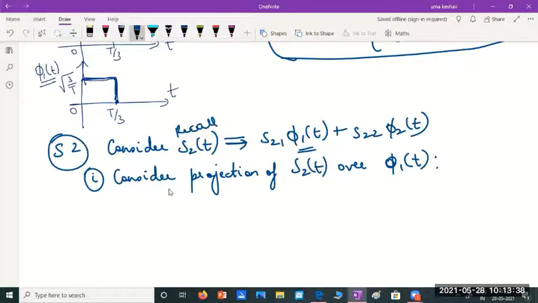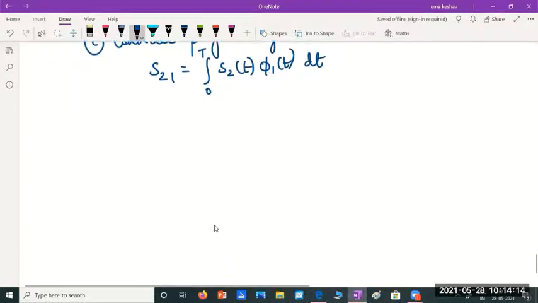What would it be? How do I define S21? Remember, all this you have to recall. If you do it in one or two problems, it's easier for you to recall. S21 is defined as the integral of S2 into phi1 of t dt. This is how we define the projection of S2 over phi1. It is nothing but S2 into phi1, and the area under that curve in the interval 0 to t.